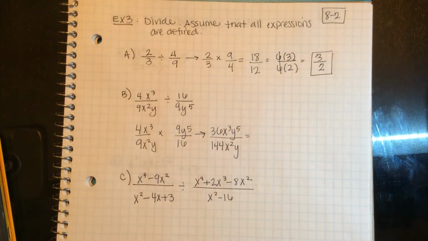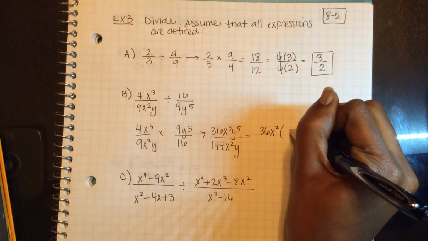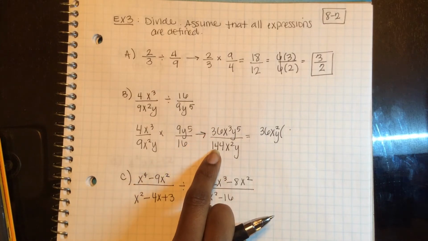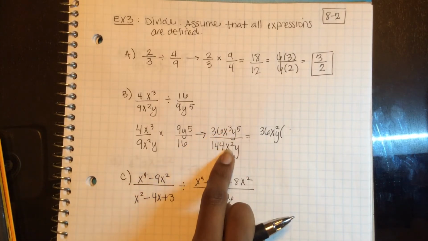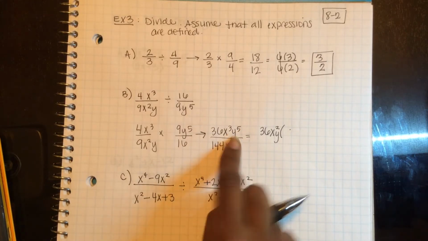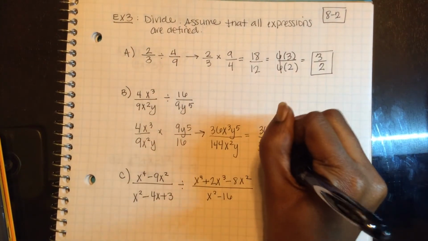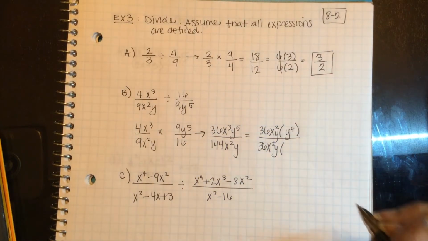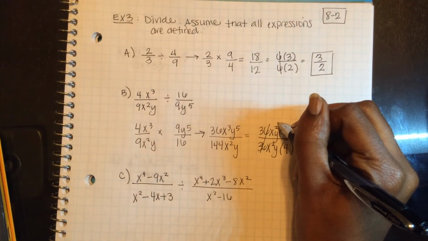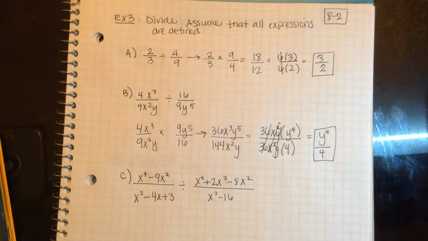And so I know that I can factor out a 36 x squared, and that will leave x squared y, because the GCF of 36 and 144 is 36. The GCF of x squared and x cubed is x squared. And the GCF of y and y to the fifth is y. And so that's going to leave y to the fourth. If I factor out that same GCF on the denominator, that leaves 4. And so the 36, the x squared, and the y's cancel out. So I'm left with y to the fourth over 4.